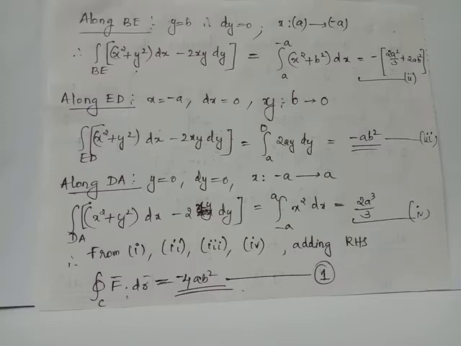In order to find out the overall line integral along the boundary of the rectangle, we will have to add up all the RHS of equations 1, 2, 3 and 4. Thus we obtain the integral over C of f bar dot dr, which is the line integral along the boundary of the rectangle, as the sum of RHS of equations 1, 2, 3 and 4, which will give us negative 4ab square. Since we are asked to verify Stokes theorem, now it remains to evaluate the RHS.